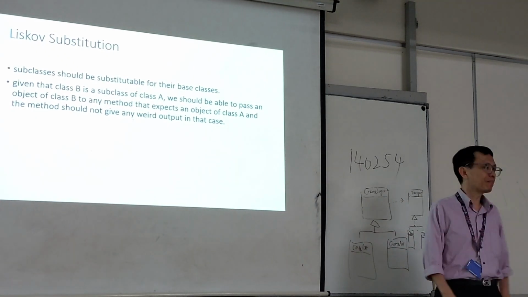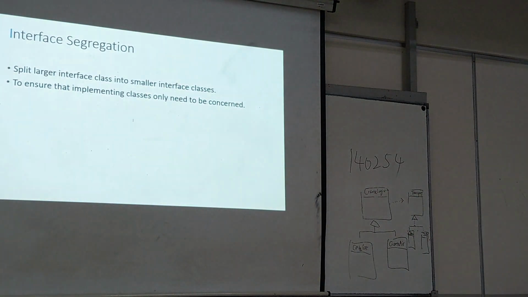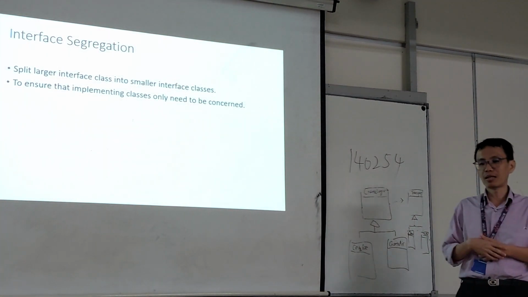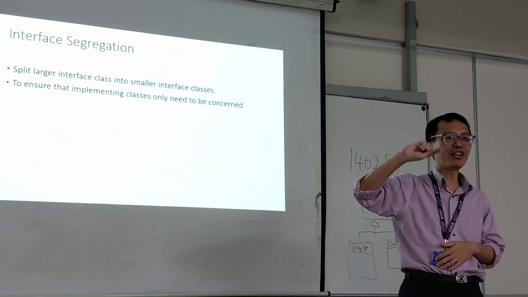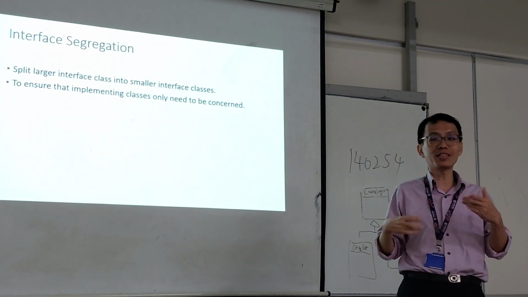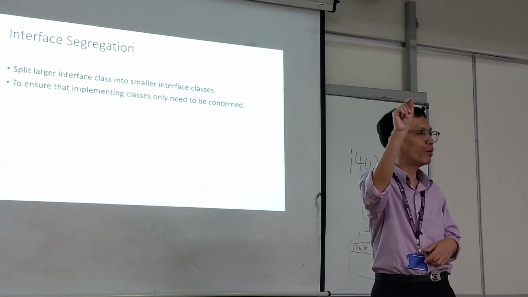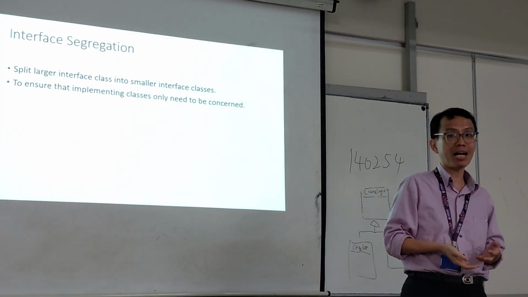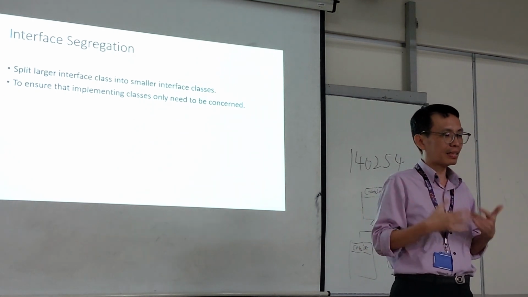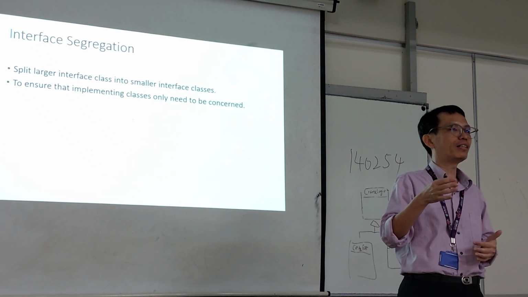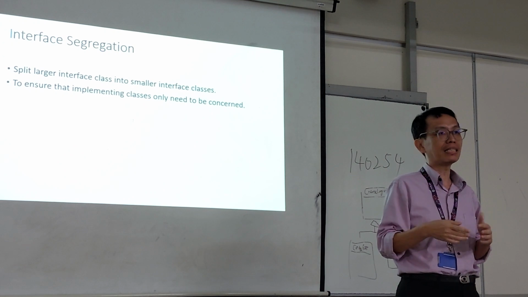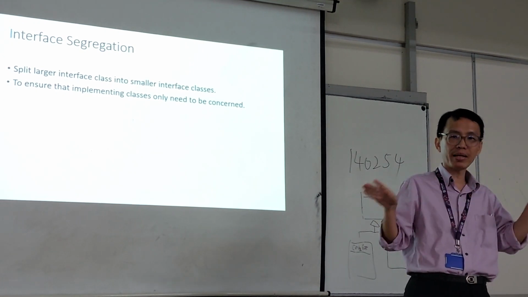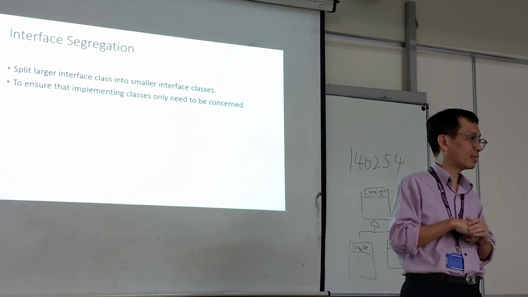Okay. Then the next one, interface segregation. Now, I see that some of the students like to have one interface class and put all the functions there. Understand? An interface is actually a class with all those method declarations, right? Sometimes not all the interfaces are suitable for certain classes to implement. So if the interface class is too big, you may consider separating it out into different interface classes.